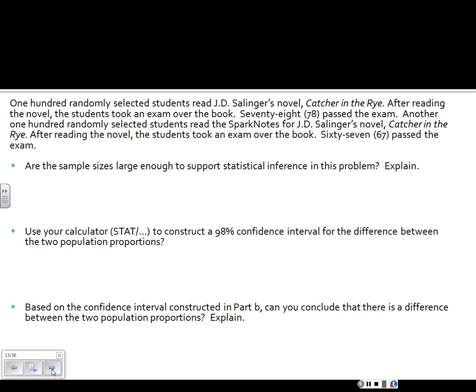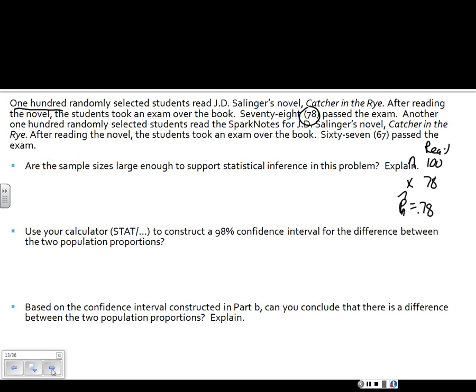Okay, this is where you might want to have your calculator out. And this one, we have 100 students selected to read this novel, and they read the novel. And of those that read the novel, 78 passed the test. So the ones that read, we had n of 100, and x, the number that passed. This is a qualitative variable. They either passed or they didn't. We're not getting average scores or anything. And so the p-hat for that group is 0.78.